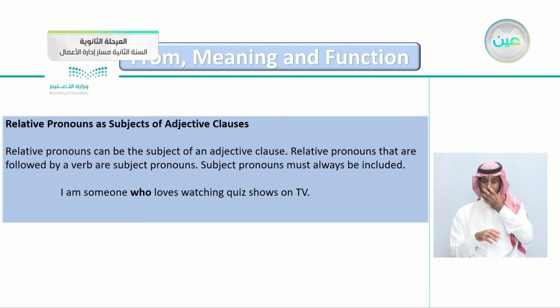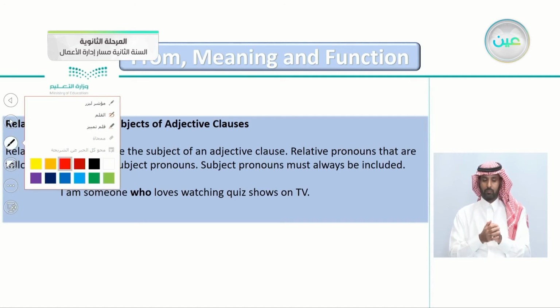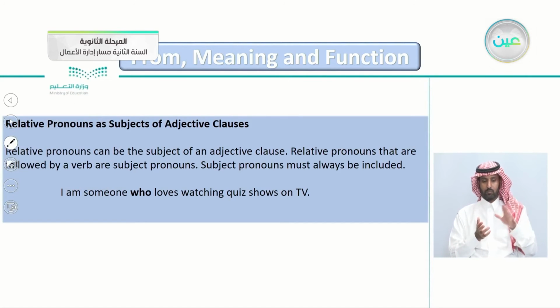Here's an example. I am someone who loves watching quiz shows on TV. So I am someone who, this is a relative pronoun as a subject of the adjective clause, loves watching quiz shows on TV. This is the adjective clause, who loves watching quiz shows on TV, and this is the relative pronoun as a subject for this adjective clause. So here we merged both lessons that we took previously together.